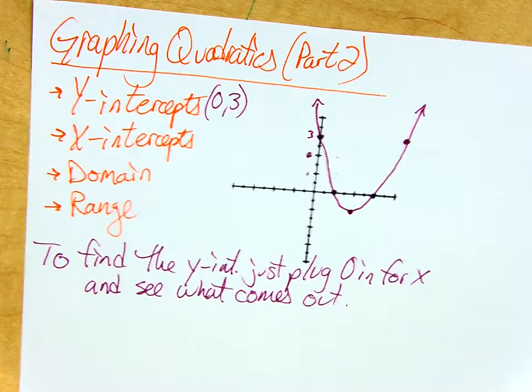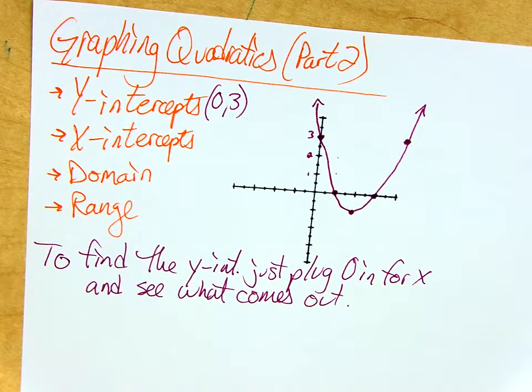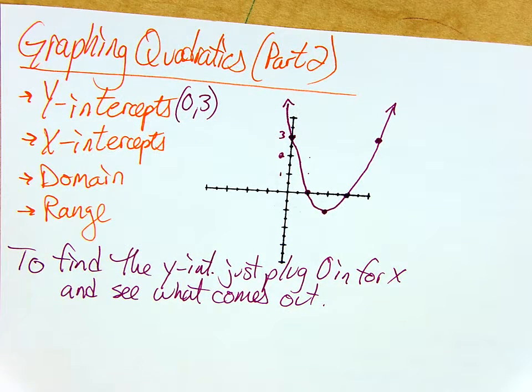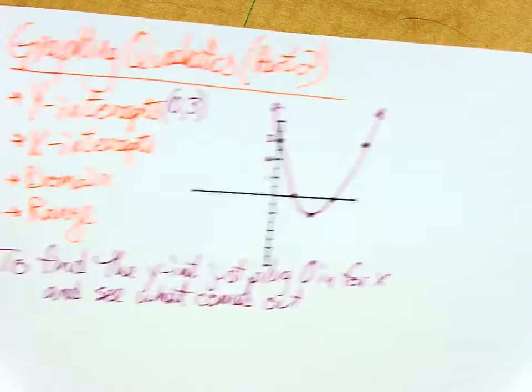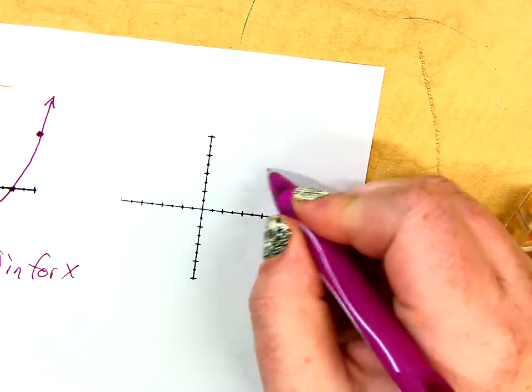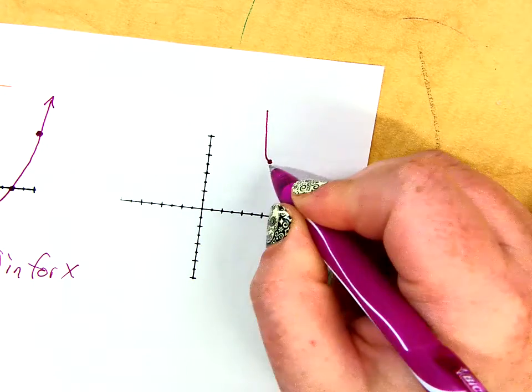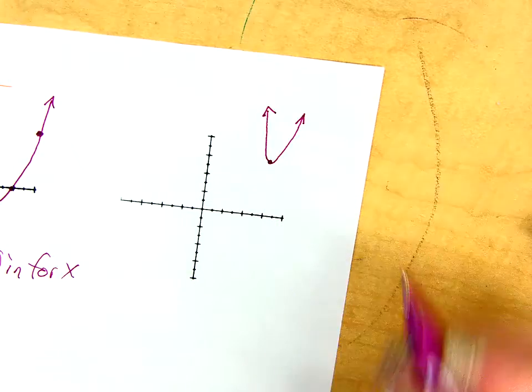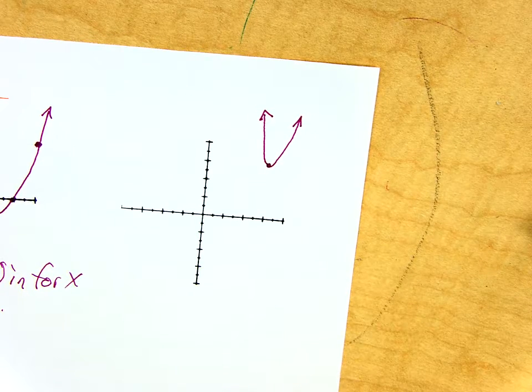Will every parabola cross the y-axis at some point? Yes. No. Wait, it has to. What if, say the vertex is above the y-axis? Okay, so even if I had it above, let's say I had another example, and let's say it was way up here and it went like this. Is this thing ever going to cross the y-axis?